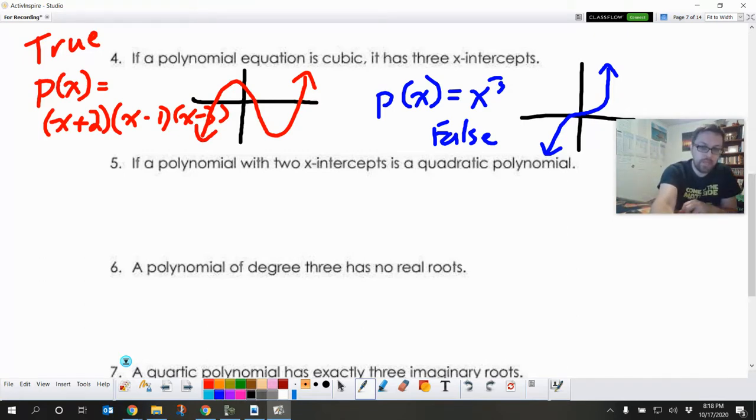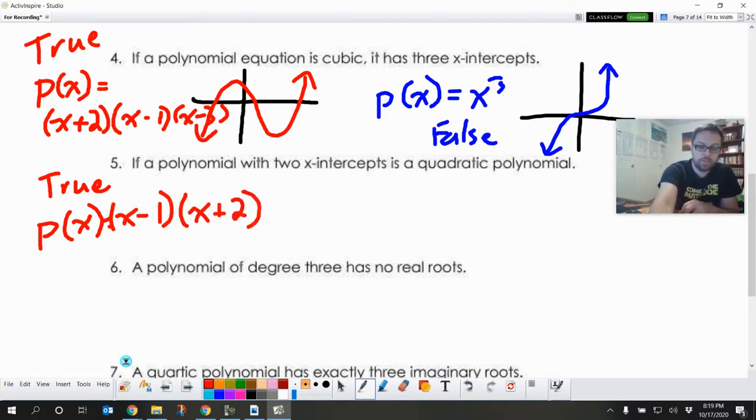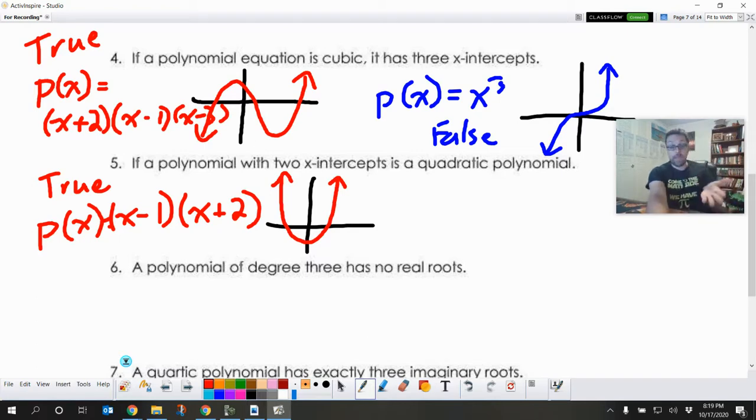Check it out. If I did a true example, I could do P of x equals x minus 1 times x plus 2. So that would be like that. So that has 2 x-intercepts. A polynomial with 2 x-intercepts, check. It's a quadratic. Yep, check.